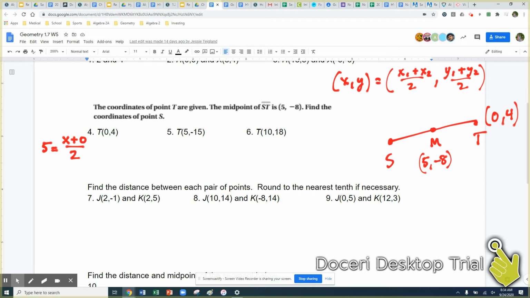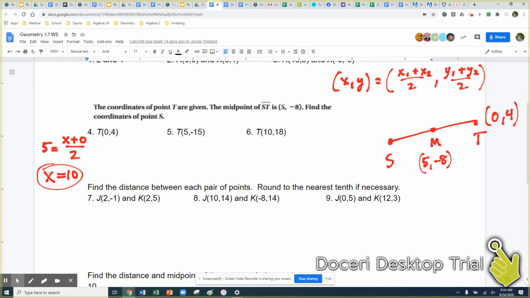What do we got to get? 10. Now up in the numerator, something plus 0 needs to equal 10. So what does x have to be? 10. There's our x. So our x is going to equal 10. So there's one of my coordinates. The second piece, I have a y coordinate of 4. I have another y coordinate unknown, don't know it. They need to average to equal -8.